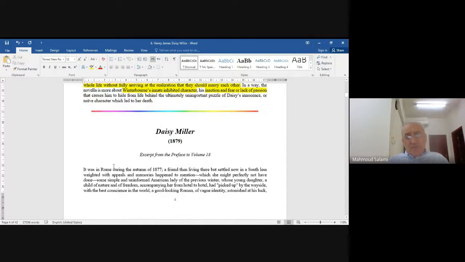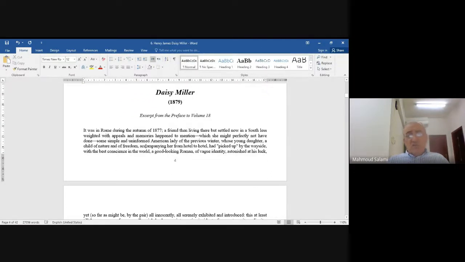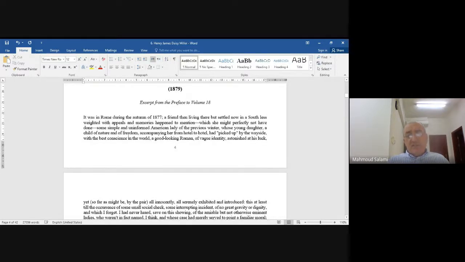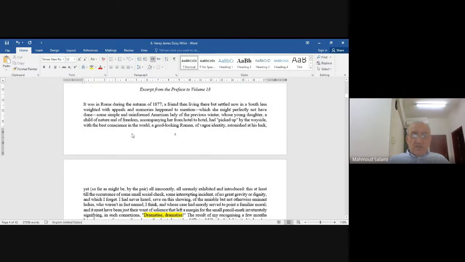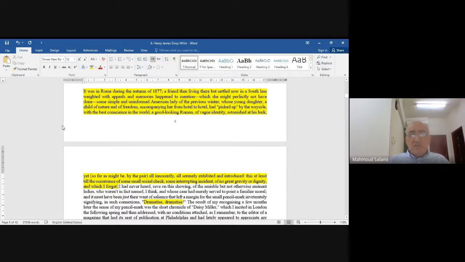Briefly, again, look at this first sentence. I told you this is from the introduction by James himself. Look at this first sentence by our friend James. I want to highlight it for you. All this is one sentence. And you say, come on, why do you say that?